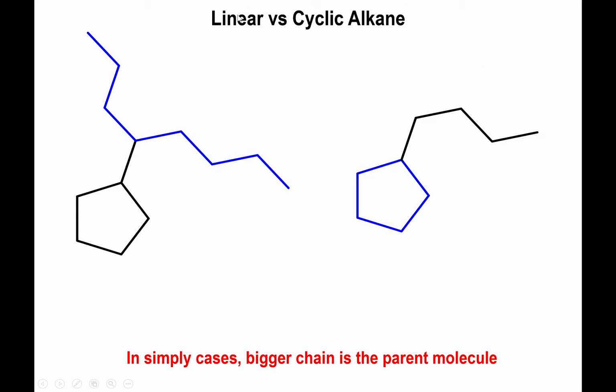So here the parent chain will be the blue segment that you see here. Your cyclopentyl is going to be your substituent. Over here you have 5 carbons in the cyclic ring, but you only have 4 carbons on the linear, so the linear is your substituent. So this will be your butyl substituent on your cyclopentane. Right, so as far as naming goes, this is 1-butyl cyclopentane.